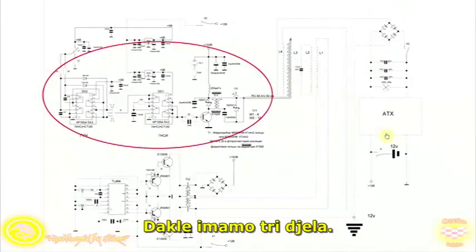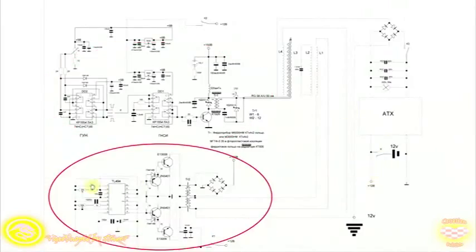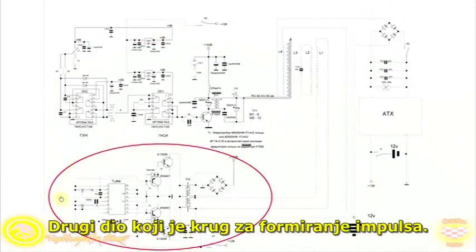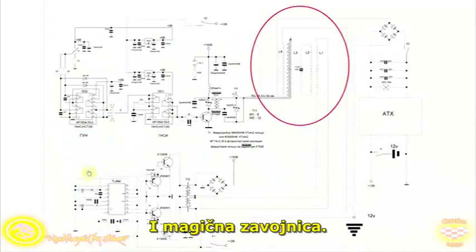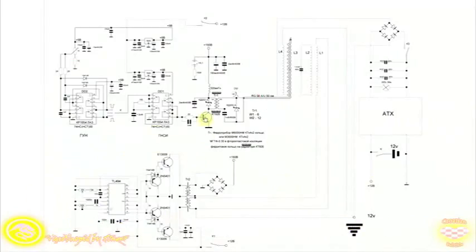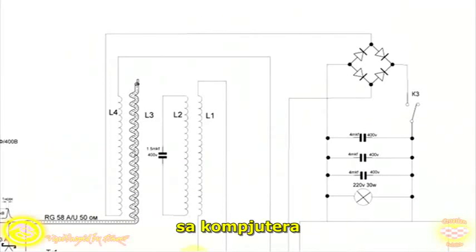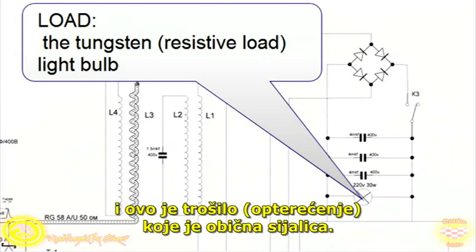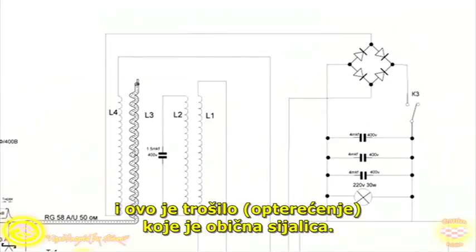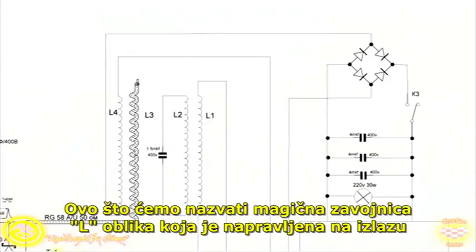So we have 3 parts. 1 part, second part, which are impulse forming circuitries, and a magic coil. That is a regular inverter from the computer, and that's the load, which is the regular light bulb. That's what we call the magic coil.